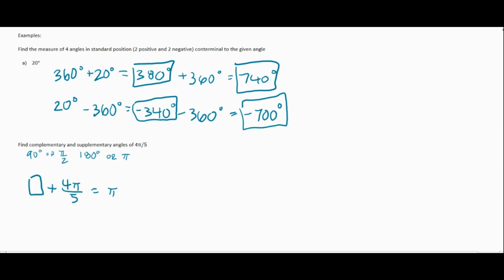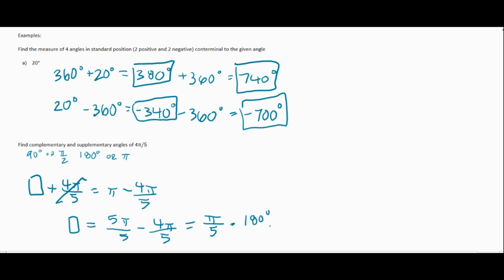Next, we will solve for the supplementary angle within this solution. So the case would be unknown plus 4 pi over 5 is equal to pi. We will subtract 4 pi over 5 from each side, therefore canceling the 4 pi over 5 on the left and moving it to the right.